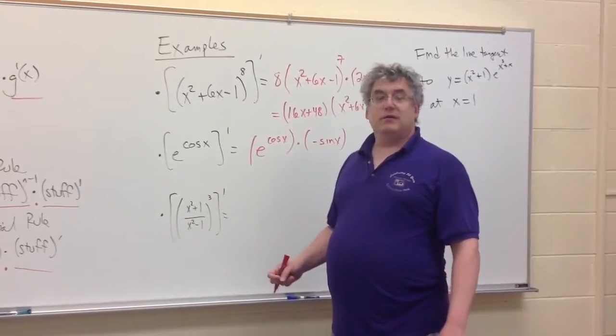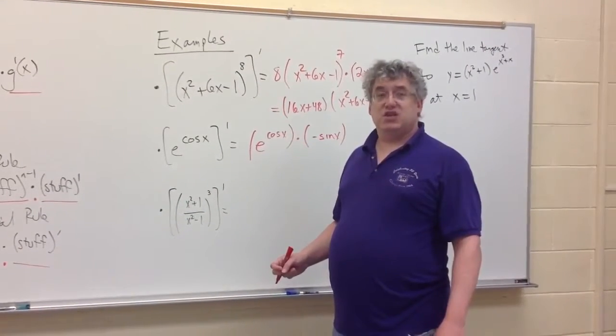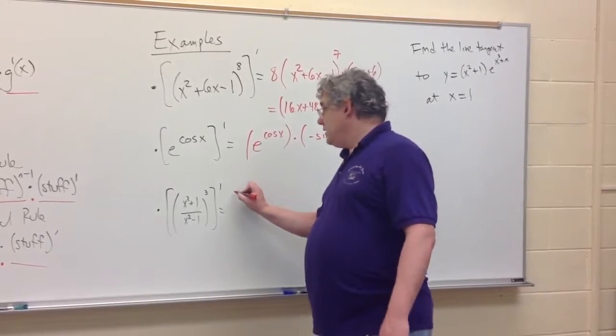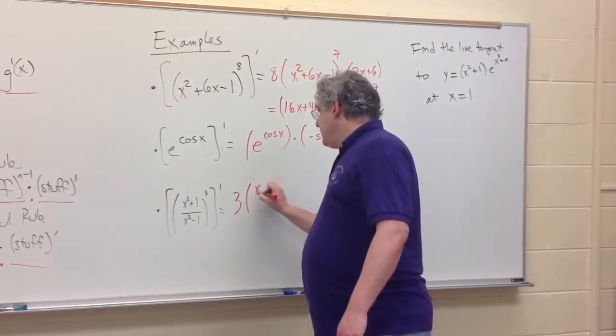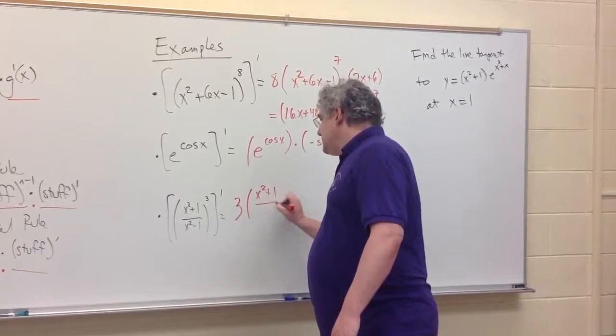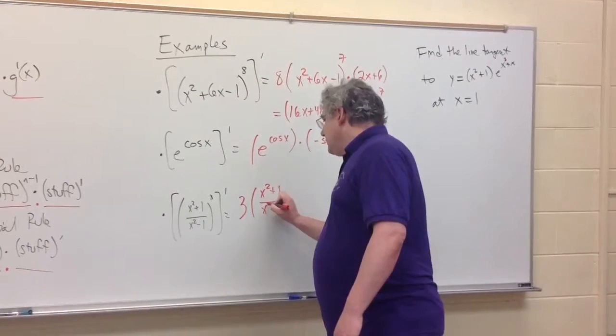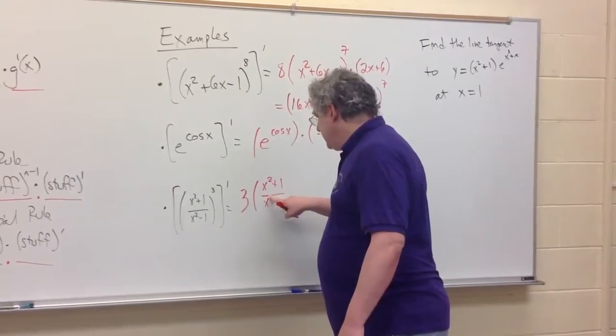This last one is messier. Something to the third power. Hopefully you can see this is going to be the generalized power rule. We're going to get 3 times that something. Nothing else is done to it. It's just the same thing as before. That's a 2. It's a badly drawn 2.